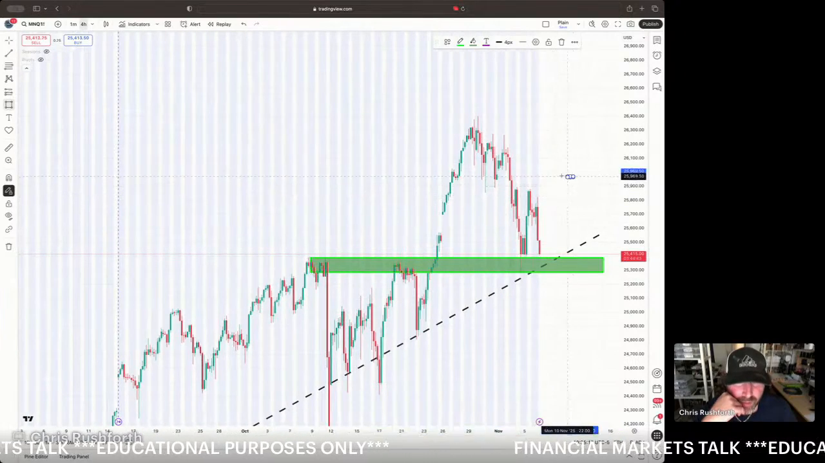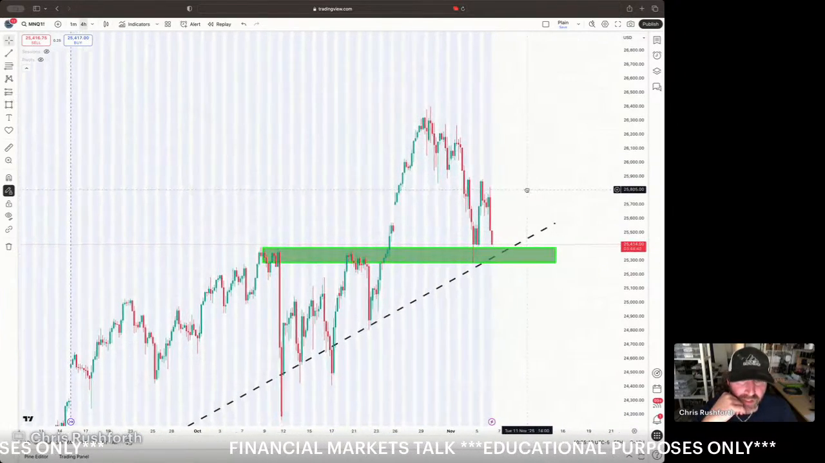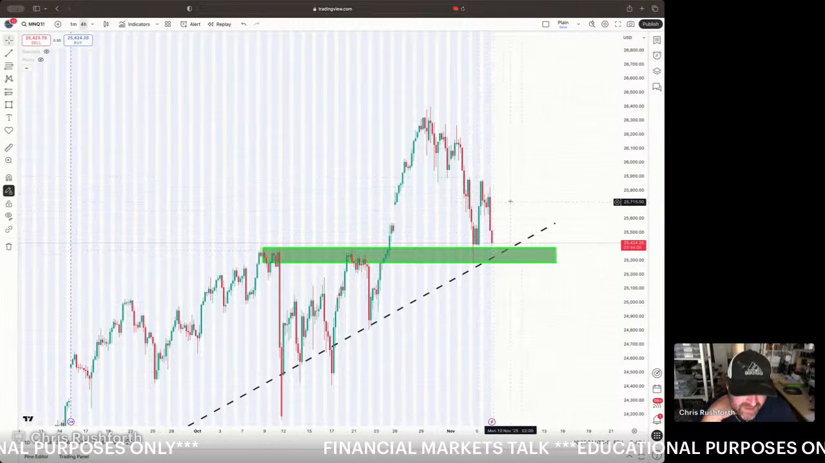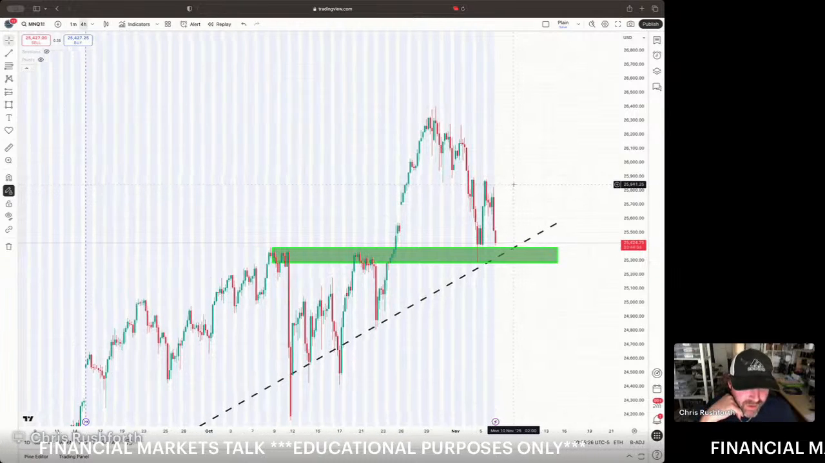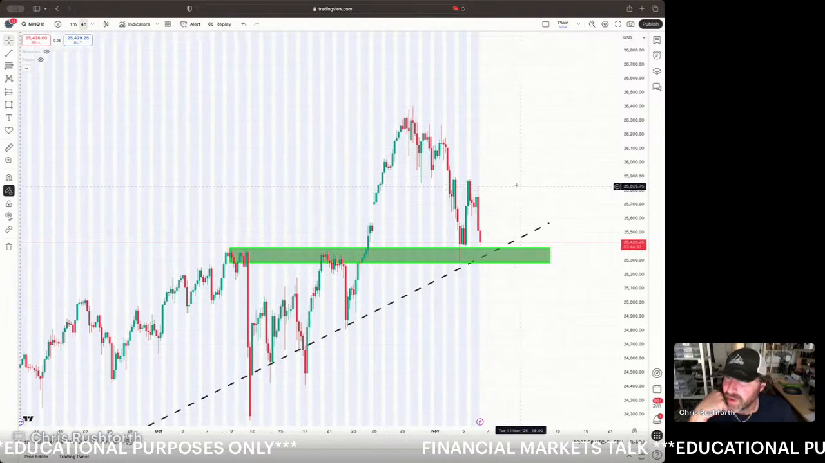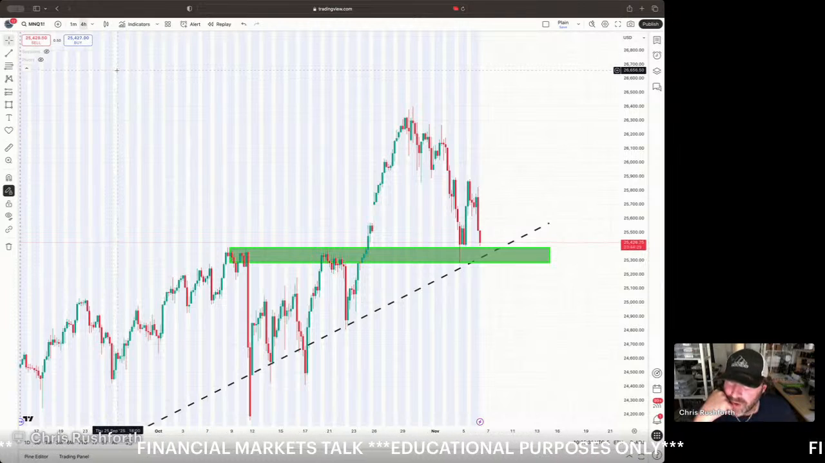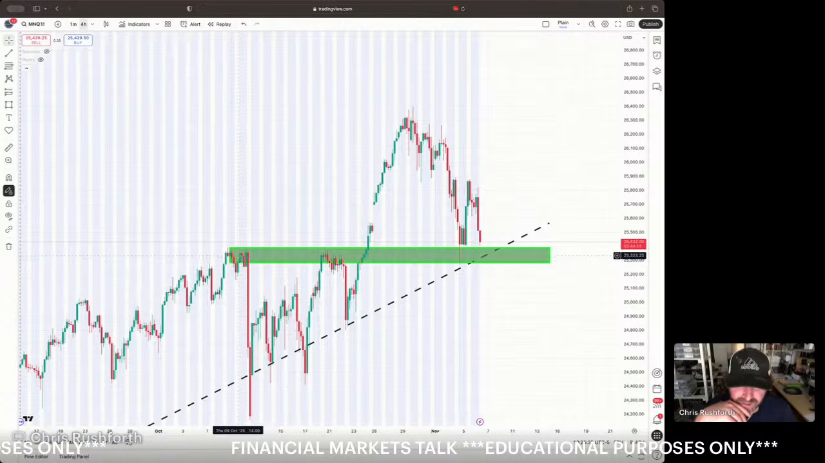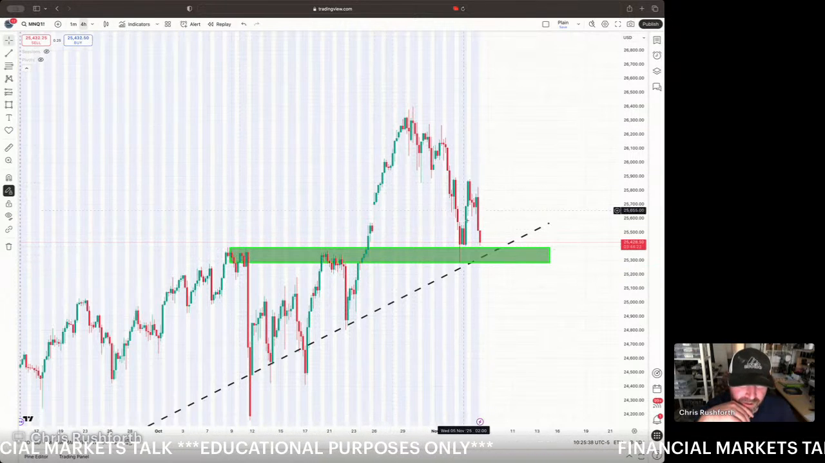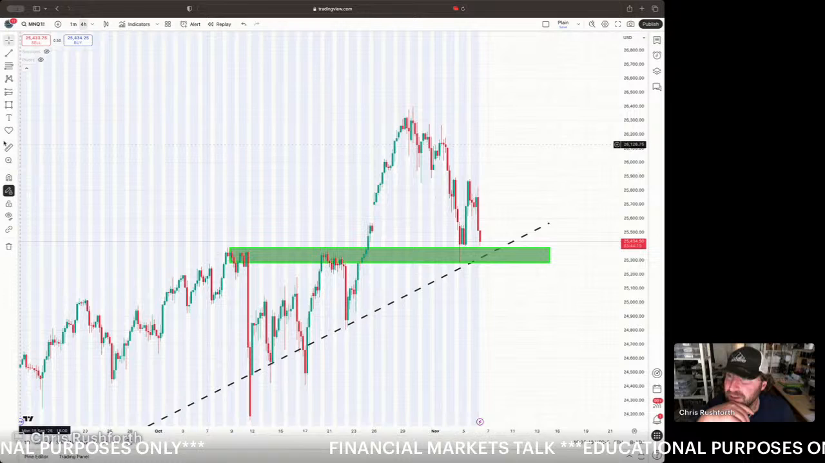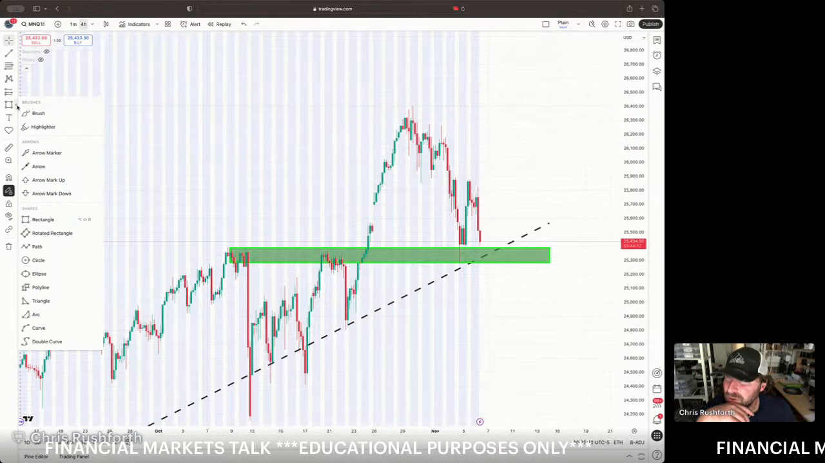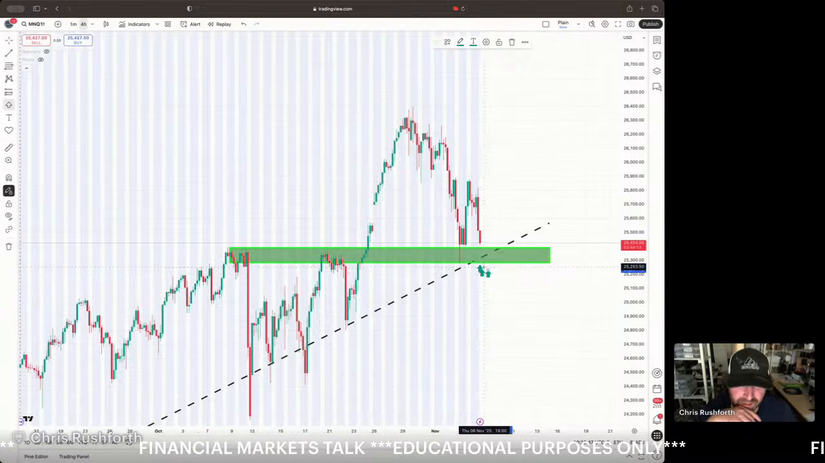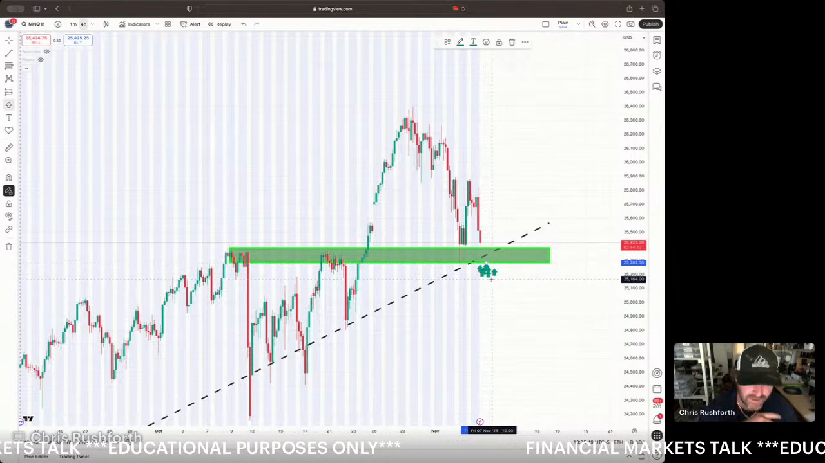So basically, we're testing that area. It was tested once, and when it gets tested again, what's going to happen? We want to see what's going to happen there. So we have an upward trend line plus a resistance zone that was broken, and now it's being retested. This type of area would typically be a good zone to look for higher highs or look for a bounce here.